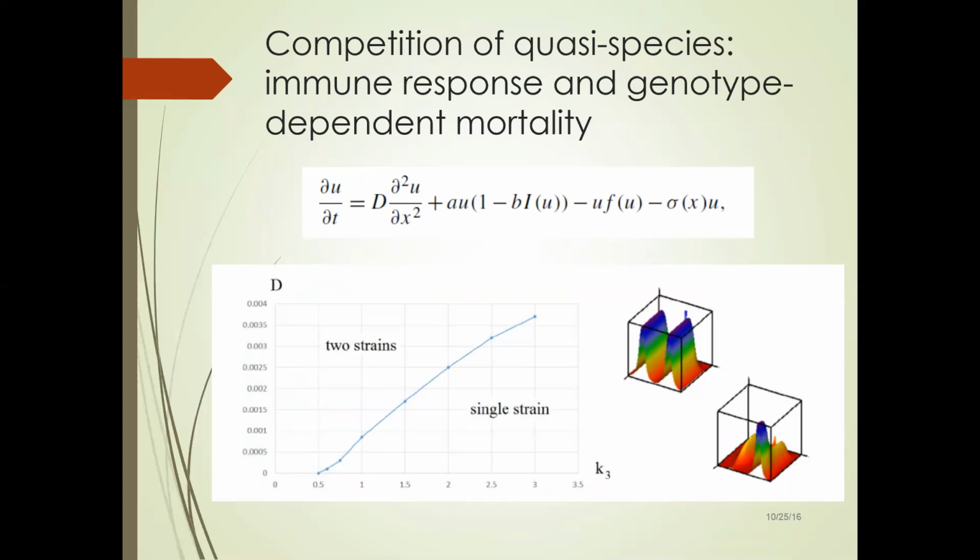Finally, we consider the case where both factors, the genotype-dependent mortality and the immune response, are present. As before, we studied the existence of virus quasi-species, their competition, and evolution. This bifurcation diagram shows two different domains in the parameter plane: one where two quasi-species coexist, which is above the curve, and another where one of them eliminates the other one due to the competition between them. This is the domain below the curve.